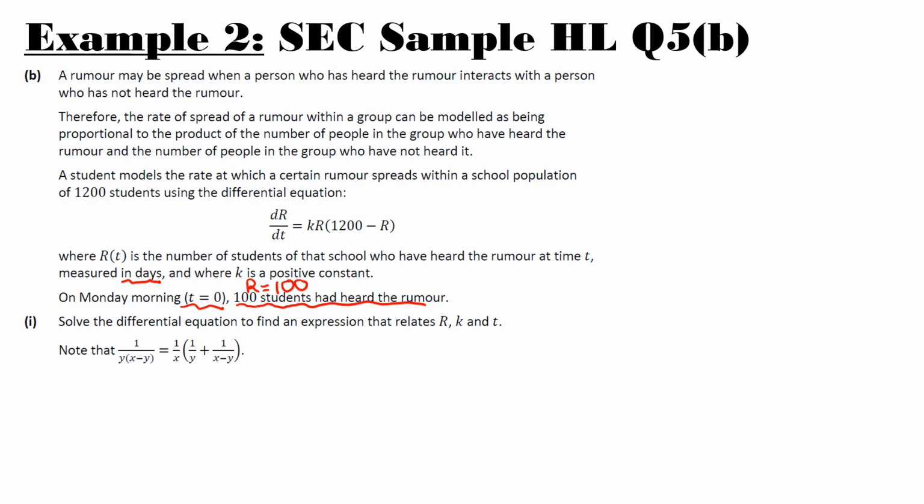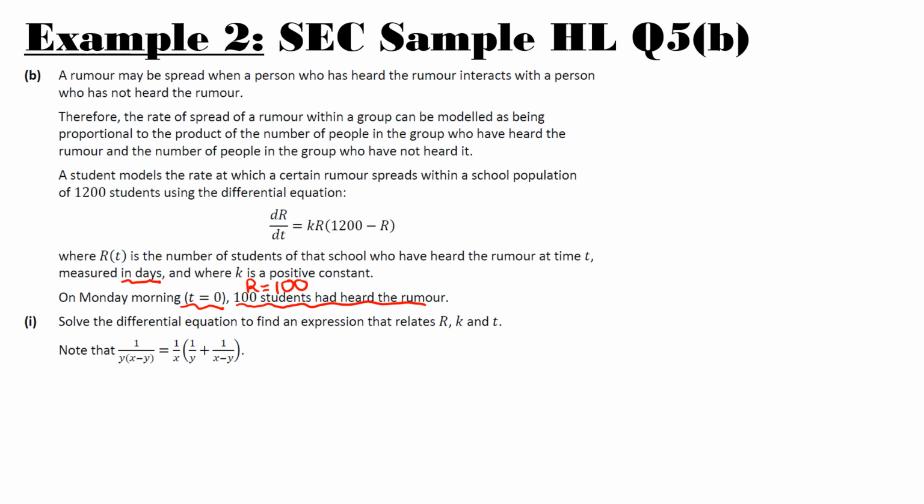So the question asks us to solve the differential equation to find an expression that relates y, k and t. Anytime we solve, we're always looking for y equals at the top, and there will be a k and a t in our answer. They give us a little note here: 1 over y times x minus y is equal to 1 over x times 1 over y plus 1 over x minus y. If they've given us this, it must be somewhat relevant. It must help us in some way.